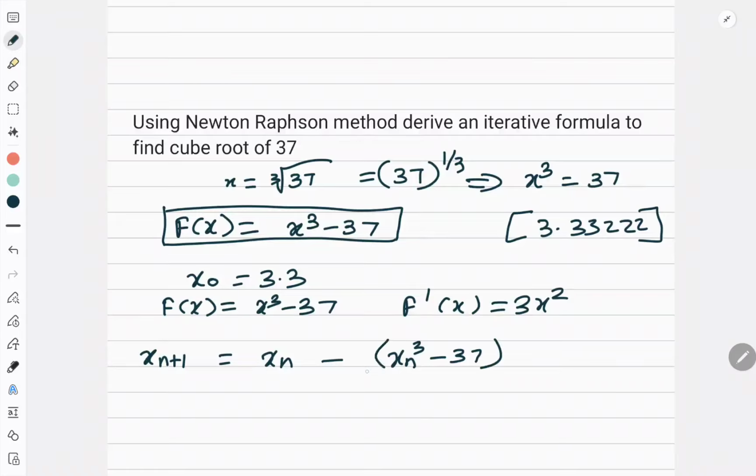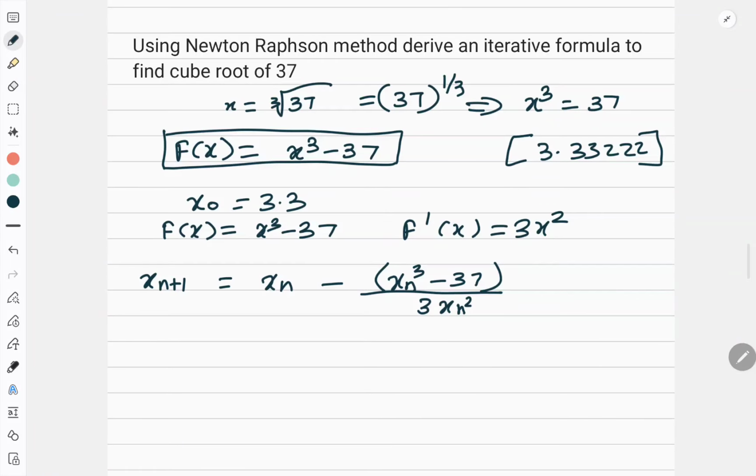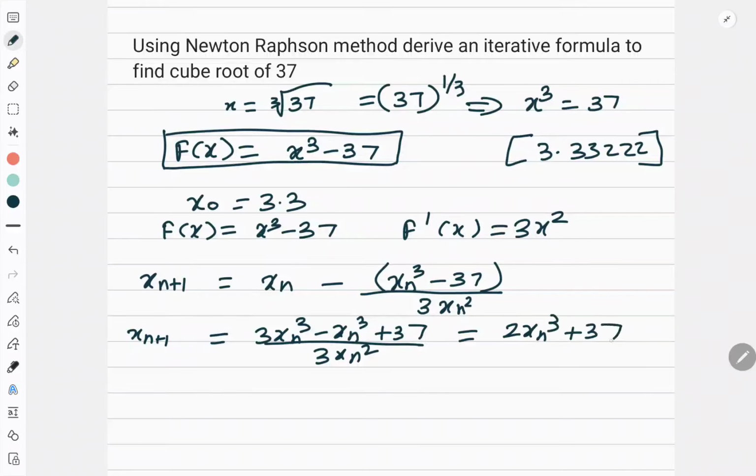I am very careful about the bracket. Over 3xn square. If you want, you can work out with this only, but I prefer to always simplify the iterative formula. So (3xn cube minus xn cube plus 37) upon 3xn square. So my iterative formula becomes (2xn cube plus 37) upon 3xn square. Right? Now, put n is equal to 0.